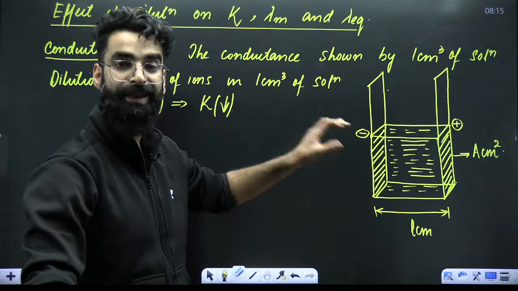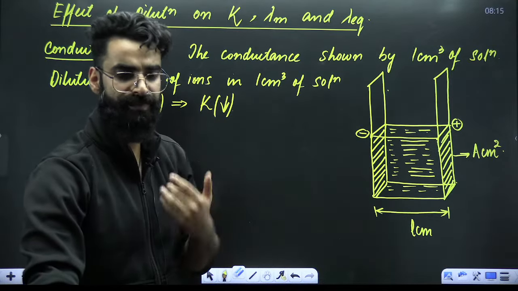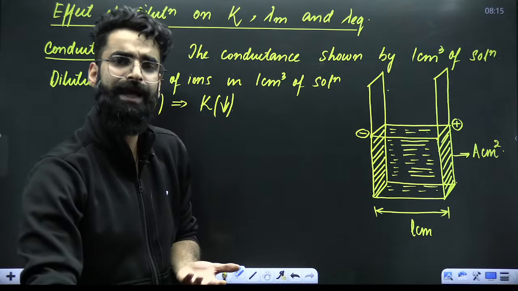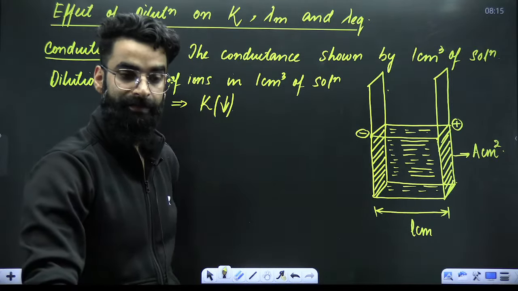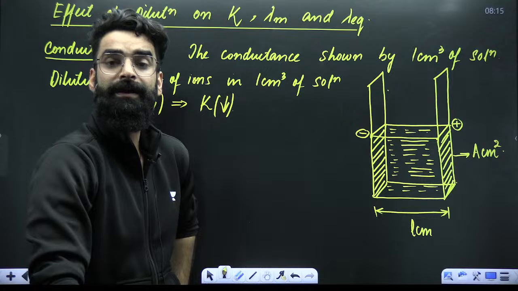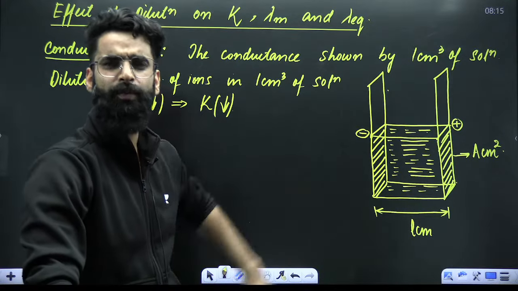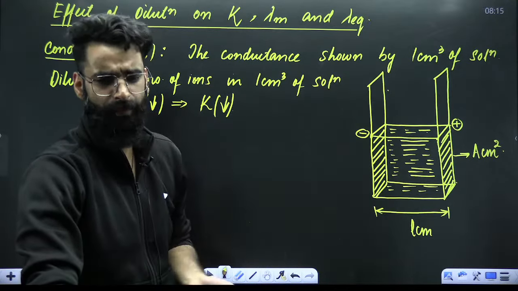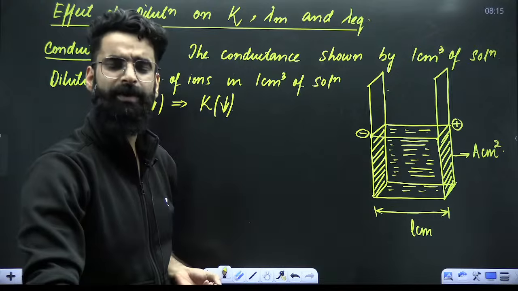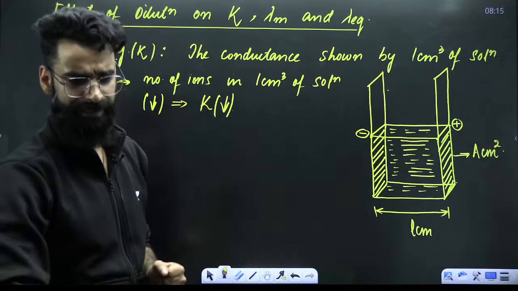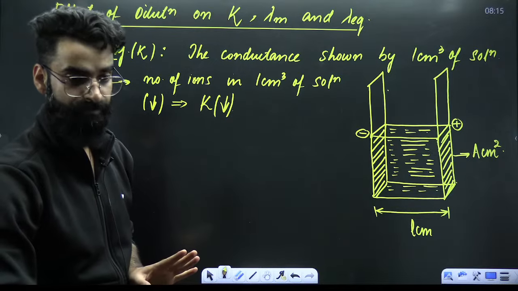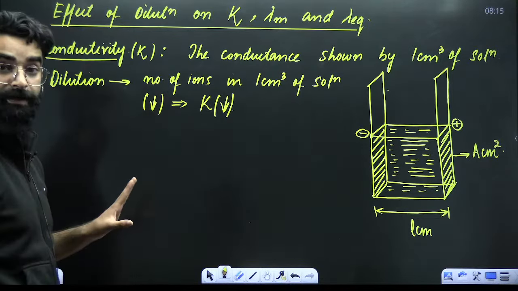The number of ions in 1 centimeter cube of solution is decreasing. If the number of ions is decreasing, that automatically tells you that the conductivity of the solution is decreasing, right? Because what is conductivity? It is the conductance shown by all the ions in 1 centimeter cube of solution. If the number of ions is decreasing due to dilution, that tells you the conductivity is decreasing with dilution. Perfect. So this was your conductivity part.